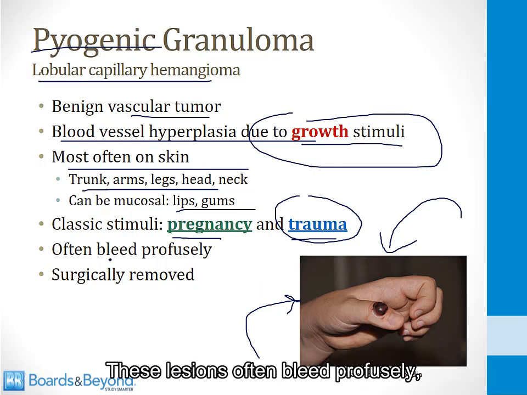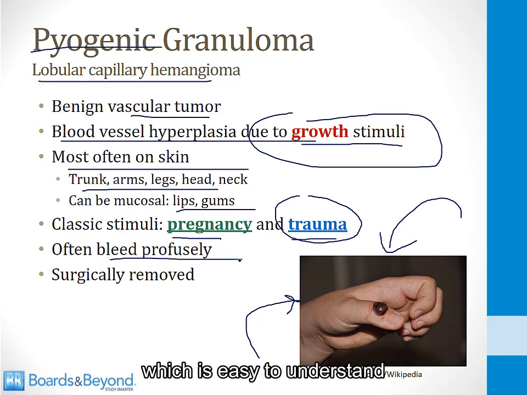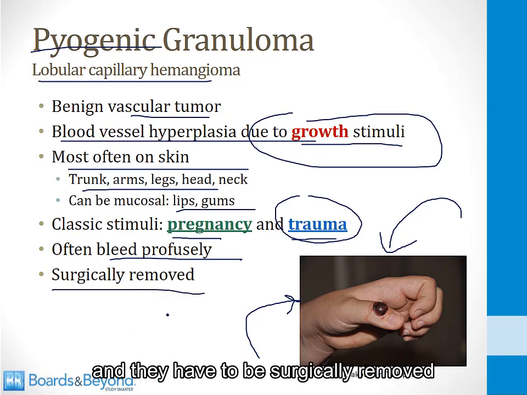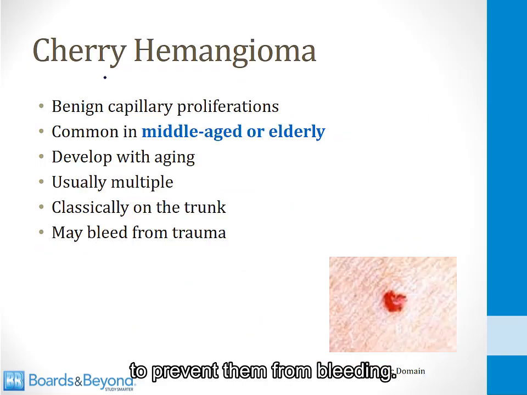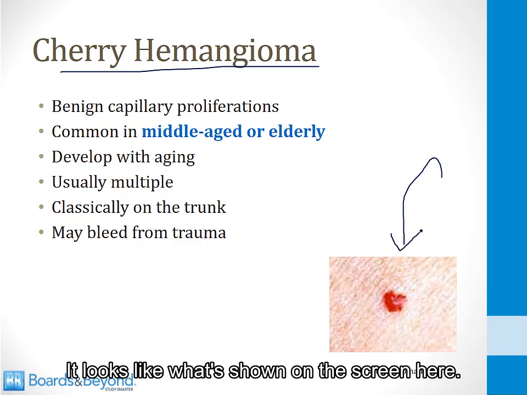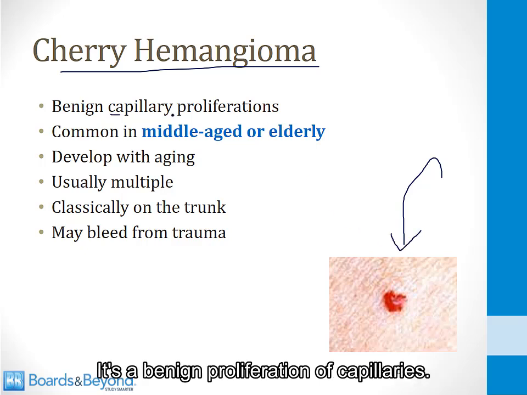These lesions often bleed profusely, which is easy to understand because they are caused by hyperplasia of blood vessels, and they have to be surgically removed to prevent them from bleeding. A cherry hemangioma is a small red spot. It looks like what's shown on the screen here. It's a benign proliferation of capillaries.